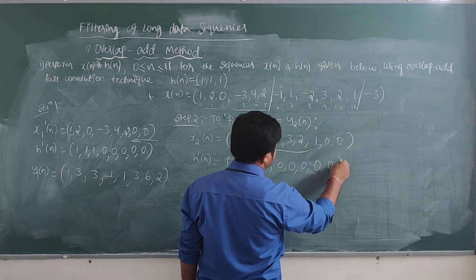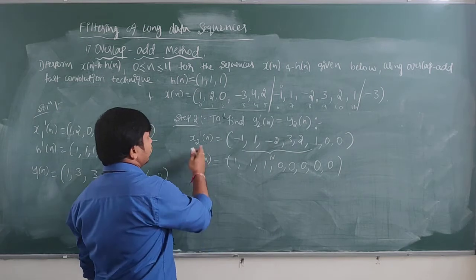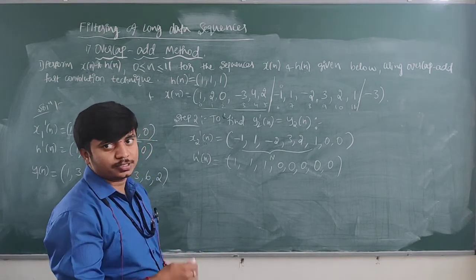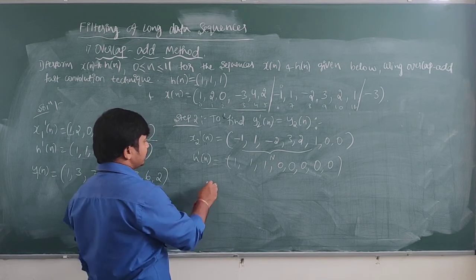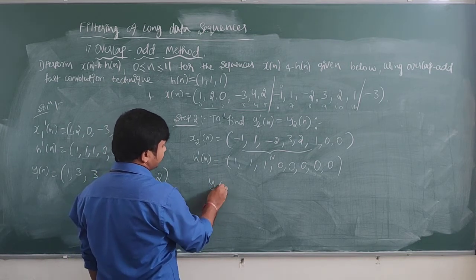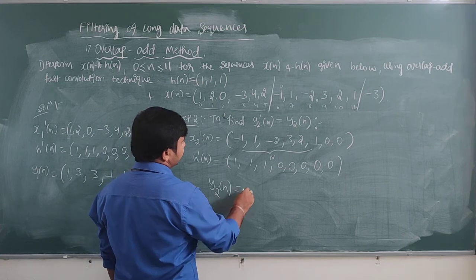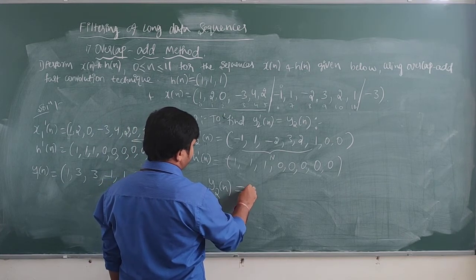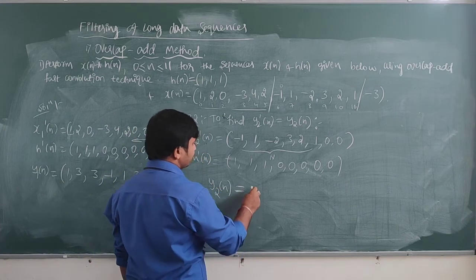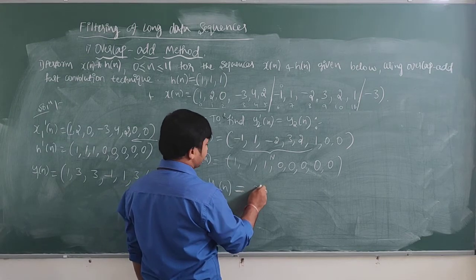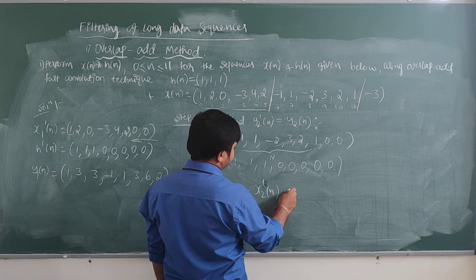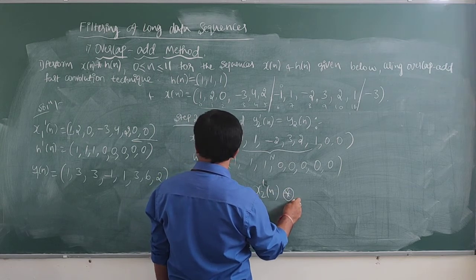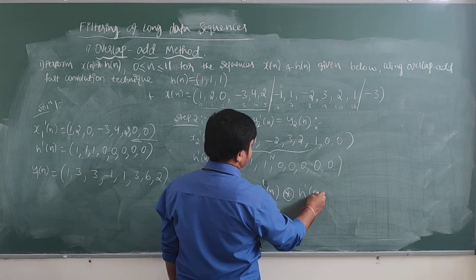Okay, so now the length of x2 dash of n and h dash of n is equal. So I need to perform the convolution, that is y2 of n. Y2 of n is equal to x2 dash of n circular convolution with h dash of n.